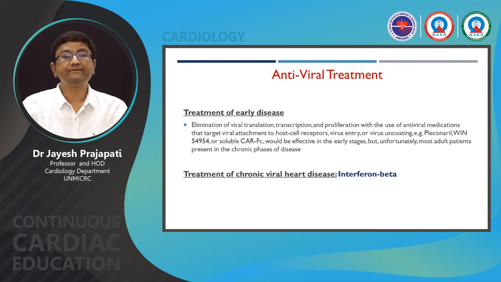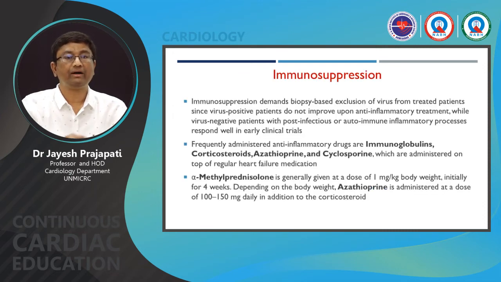What about the antiviral treatment? As I have told, if a specific etiology is found, we should give the specific treatment: acyclovir, ganciclovir, HIV-specific or the COVID-specific drug can also be given. And in chronic viral heart disease, where active virus infection is not there but only inflammatory sequelae is there, we should treat with interferon beta also.